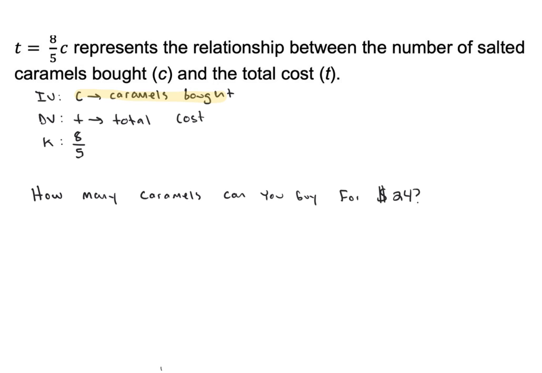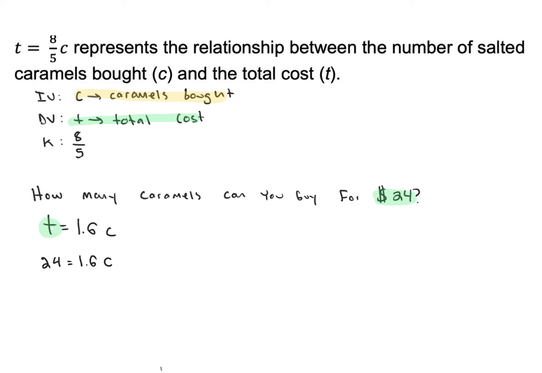Now let's reverse it. Let's give our total cost T a value. How many caramels can you buy for $24? And we can again use our formula or our equation where T is equal to 1.6 times C. And in this case, what we are given is our T, our total cost, $24. So we can rewrite our equation, and instead of a T, we can just say 24. So 24 is equal to 1.6 times C.